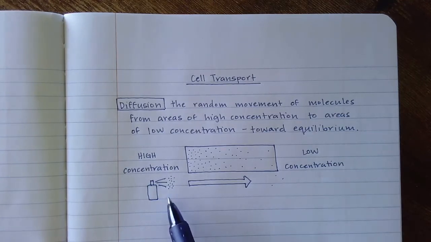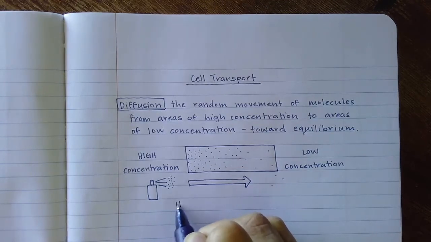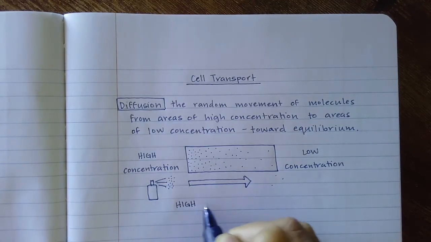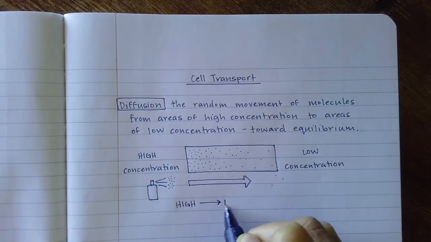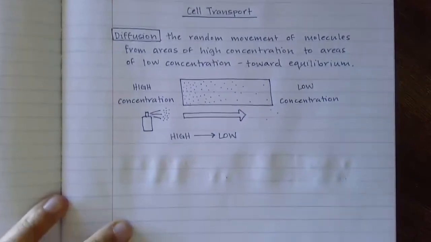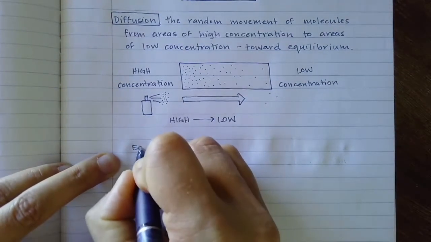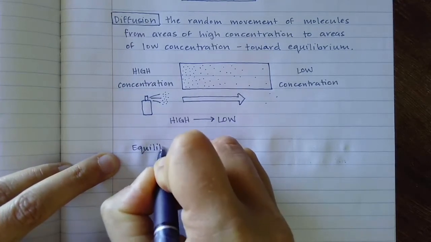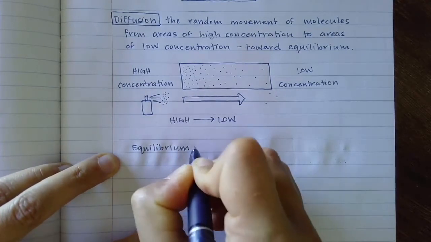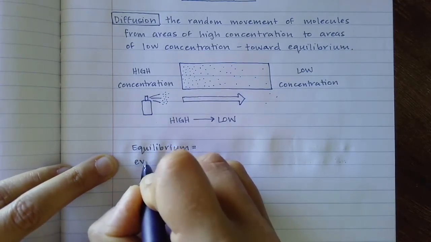So this is the rule with diffusion. Molecules are always going to move from high to low. So these molecules are always going to move from high concentration to low concentration until they reach what we call equilibrium. So equilibrium means that the molecules are evenly spread out.